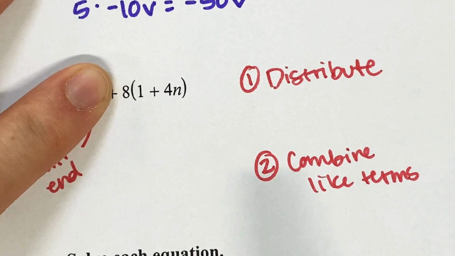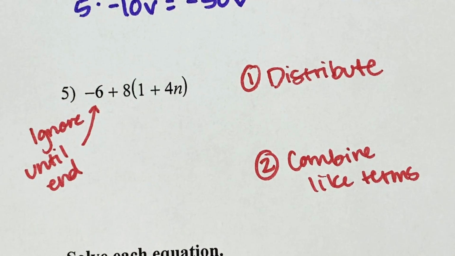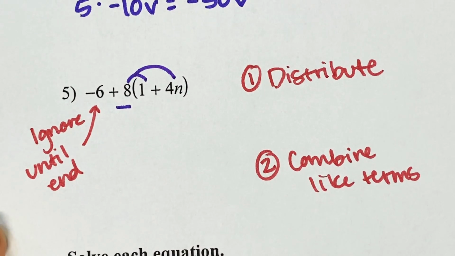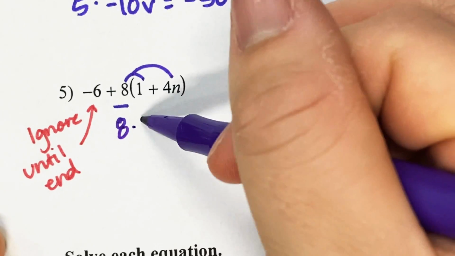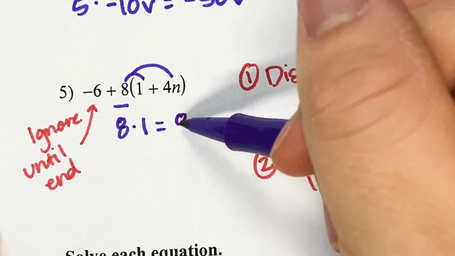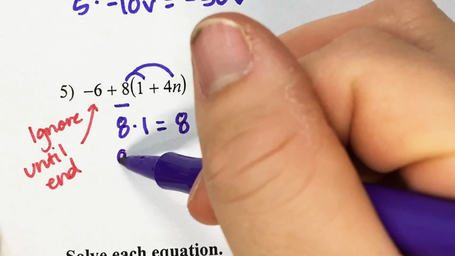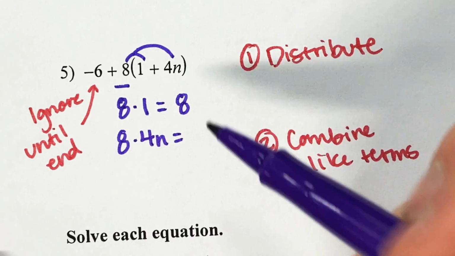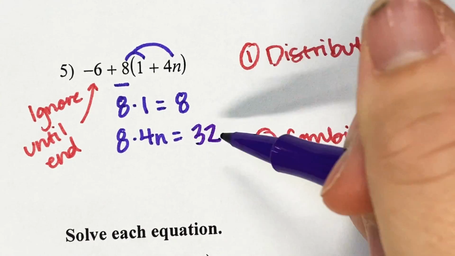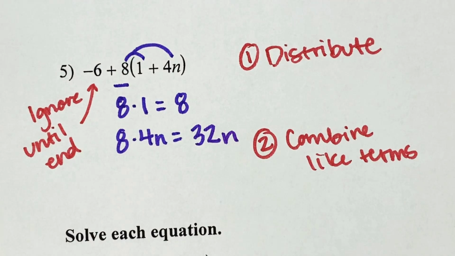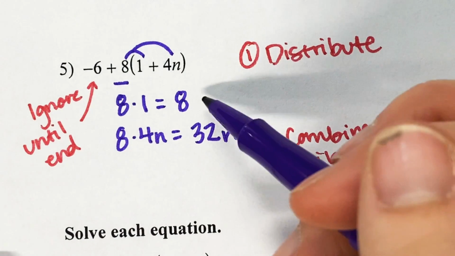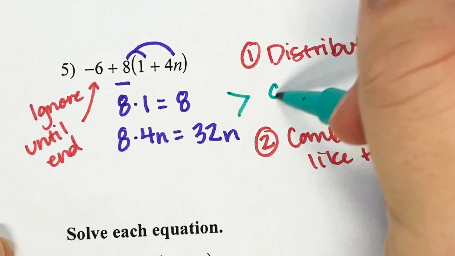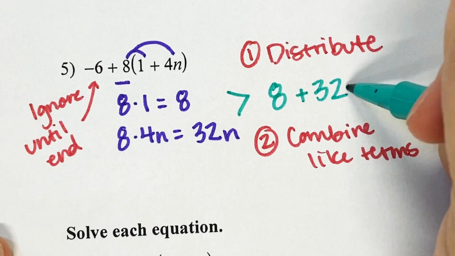What is the number that needs to distribute in? It's going to be that positive 8. The 8 needs to distribute to both terms inside. So we get 8 times 1, which is just going to give me 8. And then we have 8 times positive 4n. So we get 8 times 4, which is 32. There was 1n, so 32n. So we distributed. Let's rewrite it really quick right here. So we have 8 plus 32n.